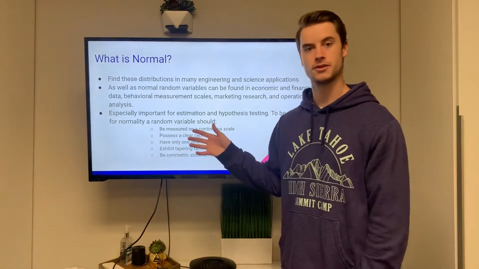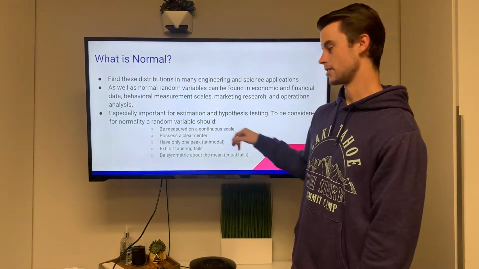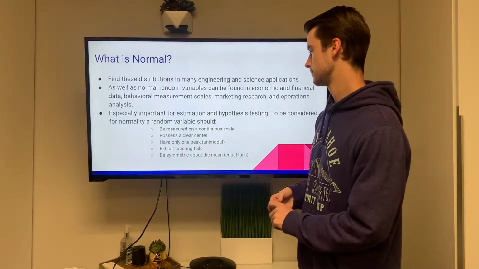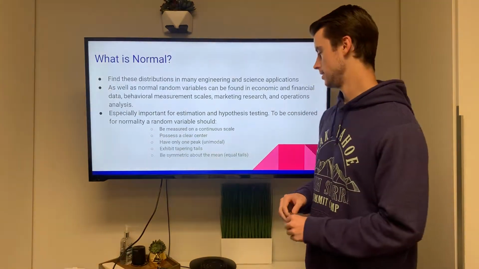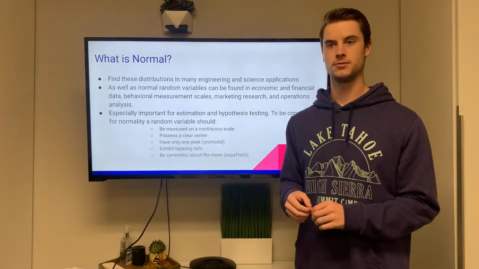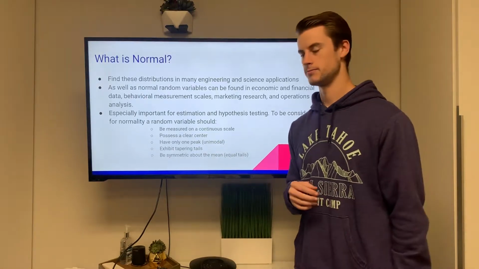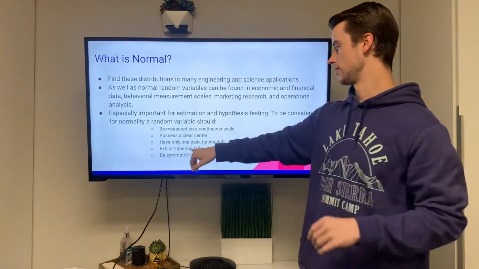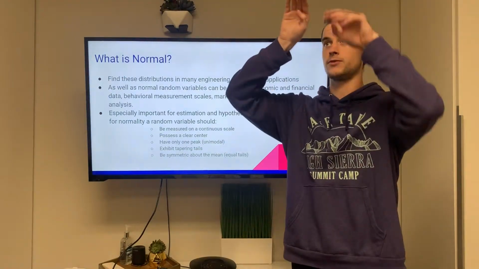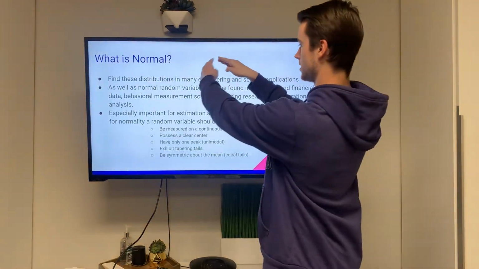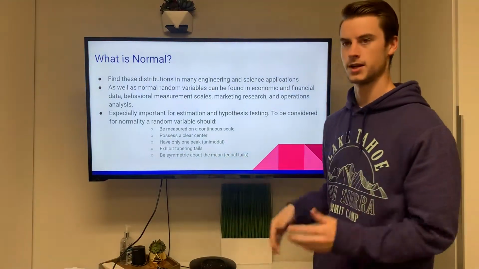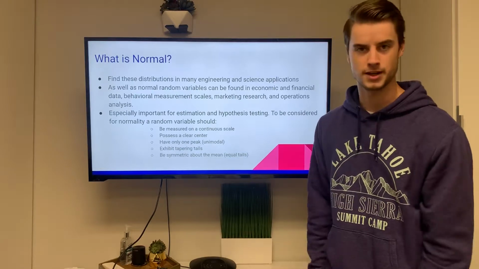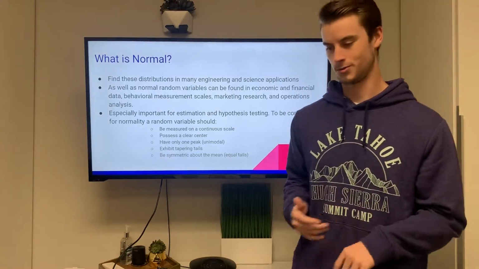Again, things to look for in terms of normal distributions, right? It must be measured on a continuous scale, has to be continuous, okay? It has to possess a clear center, right? It can only have one peak, so unimodal, right? We talked about bimodal, all that stuff, right? It has to be unimodal, so one peak, and then it has to exhibit tapering tails, right? So if we have your one peak here, it has to have tails on either side and be symmetric about the mean, so equal tails, right? So it has to have tails and they're equal. That's pretty self-explanatory, but that's what you look for when you look for normal distributions.